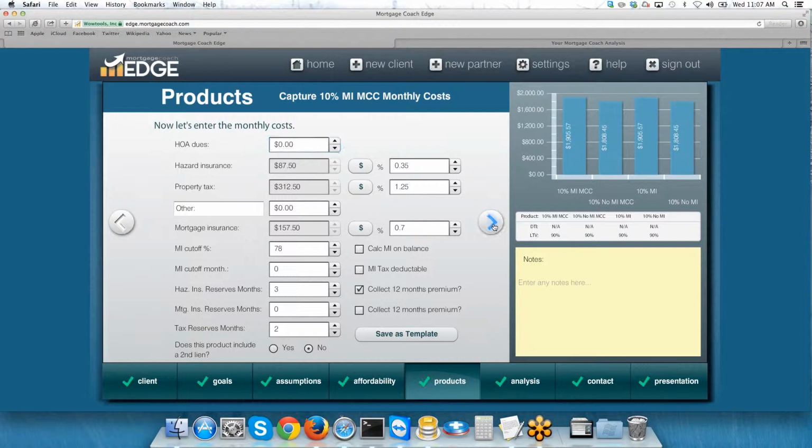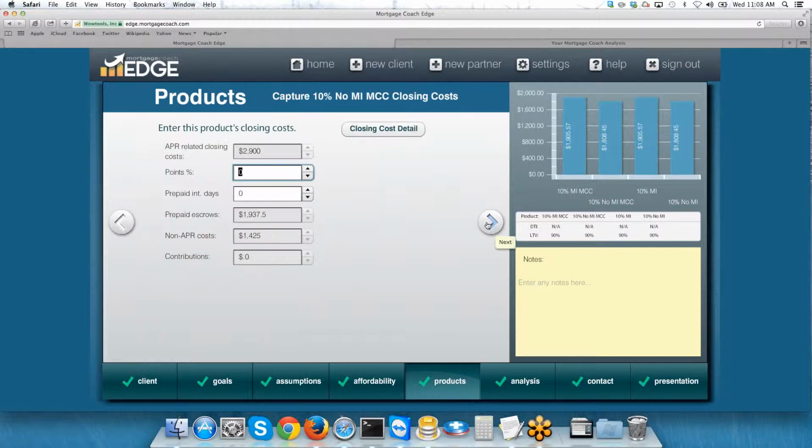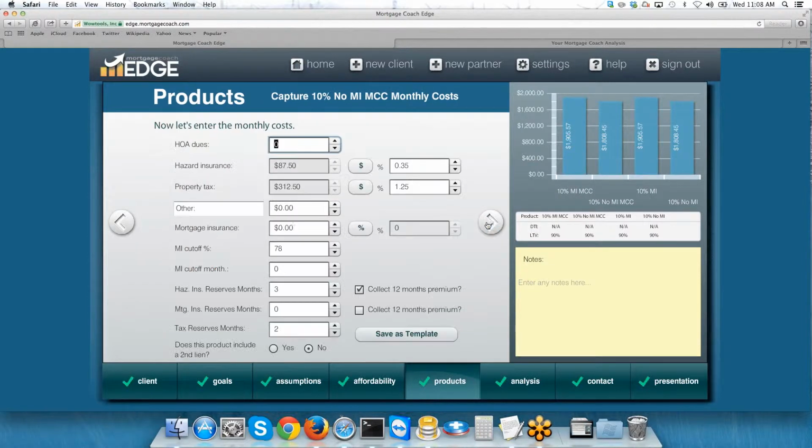All right, so my next product is the 10% down, no MI, MCC. So the only thing that's different between this one and the first product is that I have the rate a little bit higher because I'm going to basically use a lender credit to remove the monthly MI. So I've quoted them a higher rate here. And then my closing costs are the same. The difference here is I removed the MI.